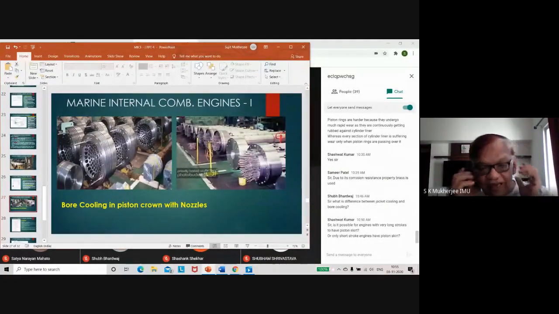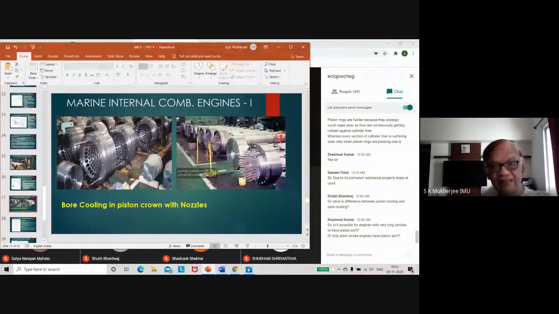Jacket cooling is cooling of the liner body, because the jacket, what you see, is the entablature. Between the entablature and the liner, there is a wall of water. This wall of water is continuously coming in from one end, and the ribs on the surface of the liner help the water to be circulated all around the liner. This is jacket cooling.